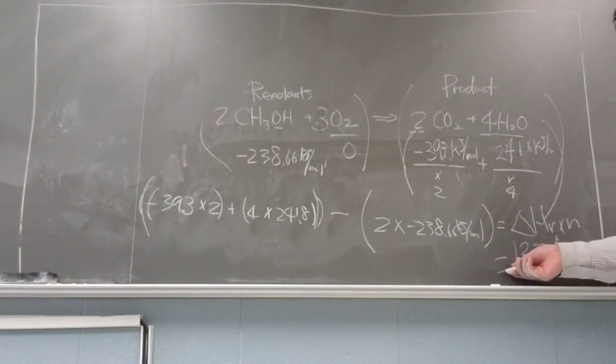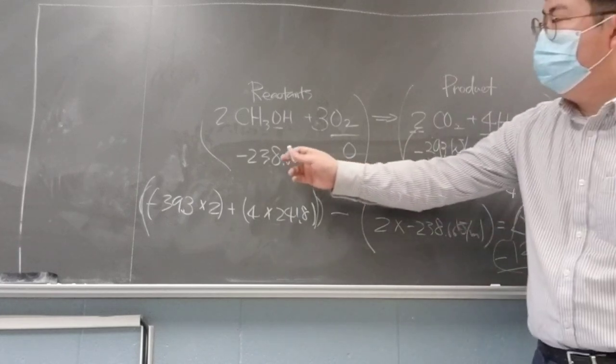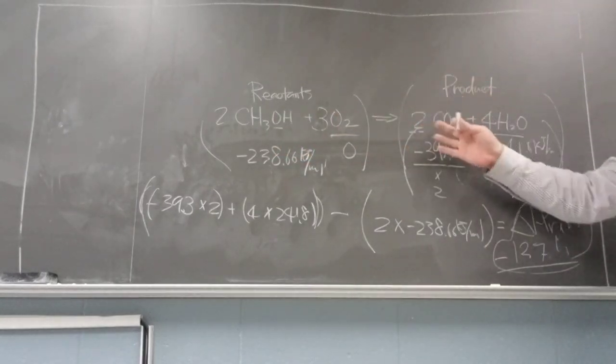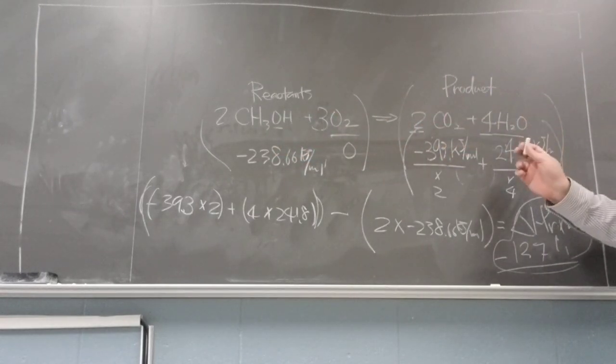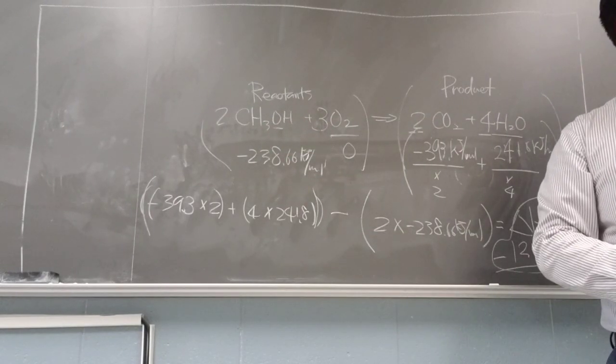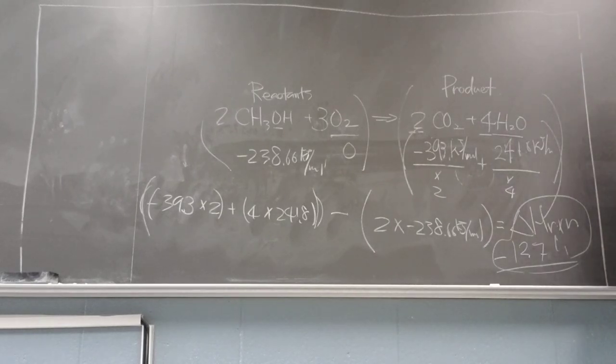But this is how we can get the enthalpy change of the reactions using the enthalpy change of formation of the reactants and the products: the sum of the products by their coefficient number minus the reactants. Does it make sense? Okay, we follow the same rule.